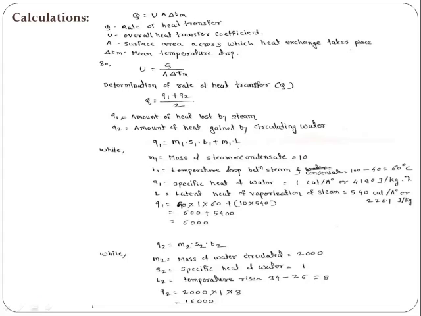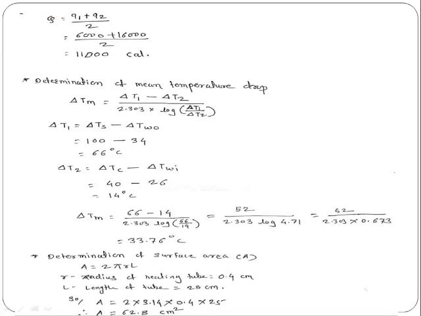Next, calculation of heat gained by water. Q2 is equal to M2 into S2 into T2. M2 be the mass of water circulated, S2 be the specific heat of water, T2 be the temperature rise. And by putting the values, Q2 becomes 16,000 calories. Then the average of these two values is 11,000 calories.